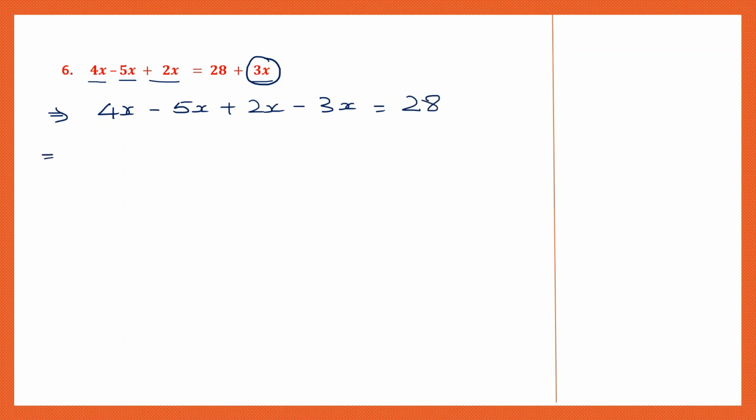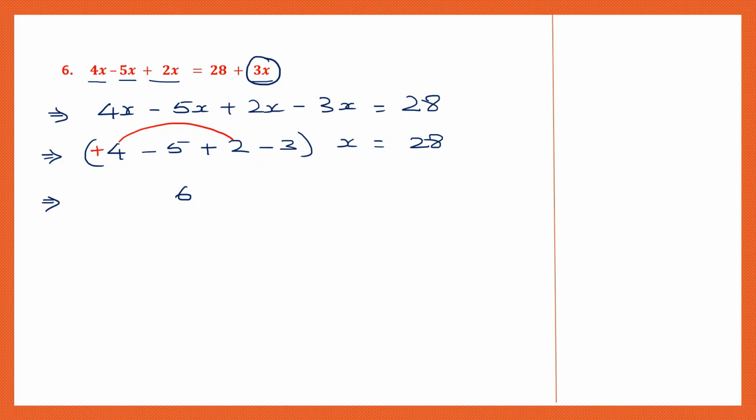Now let's work this out. So let's take only the numbers. 4 minus 5 plus 2 minus 3x. All this is equal to 28. Okay, now let's see the different signs that are there. We have a plus sign here also. So first let's add up the numbers with a plus sign. So 4 plus 2 is 6.